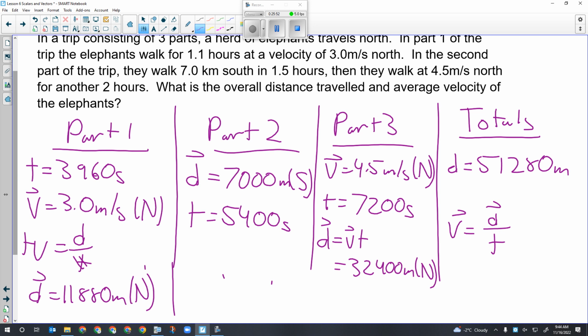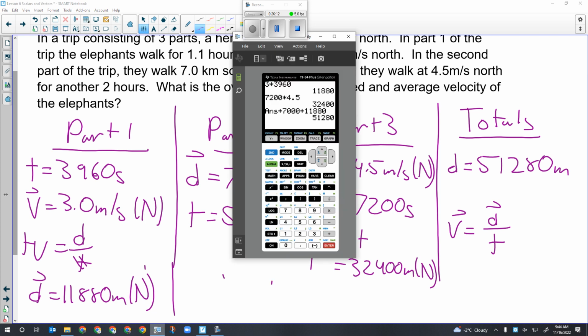You add the two norths together and then subtract south. Exactly. Or I add them all together and I make south negative. But I have to reflect that one of these things is taking away from the other. There are two sections where they go north and one section where they go south, so I simply have to reflect that in my math. So instead of doing what I did here, I'll take my 32,400, I'll subtract 7,000, and I'll add 11,880. Those are the two that are north, that's the one that's south.